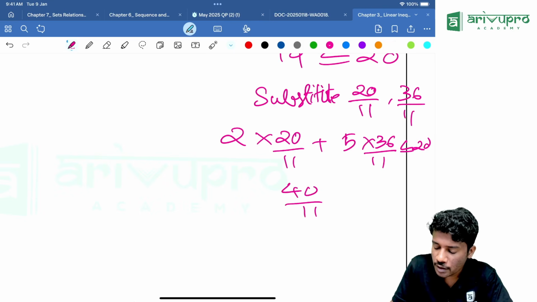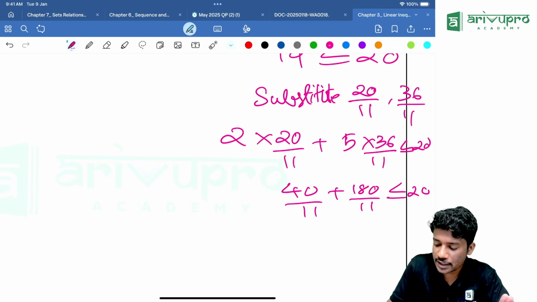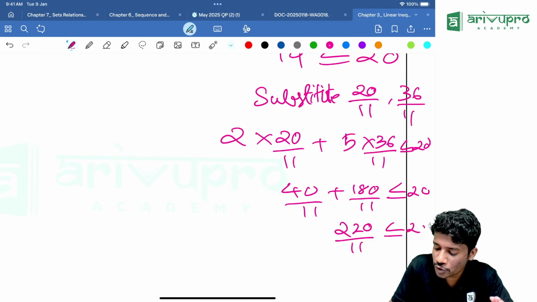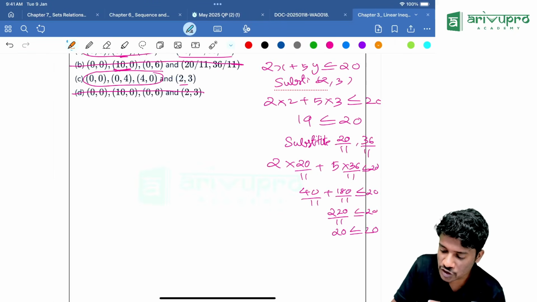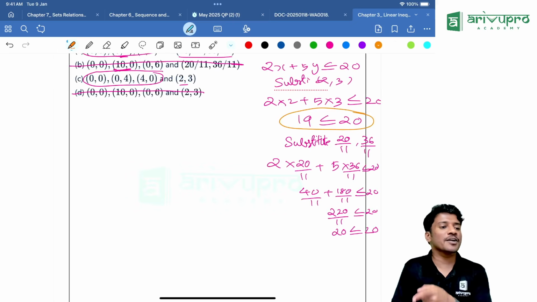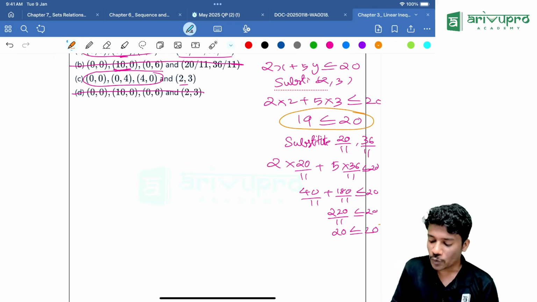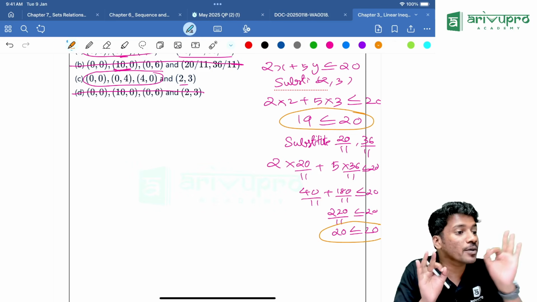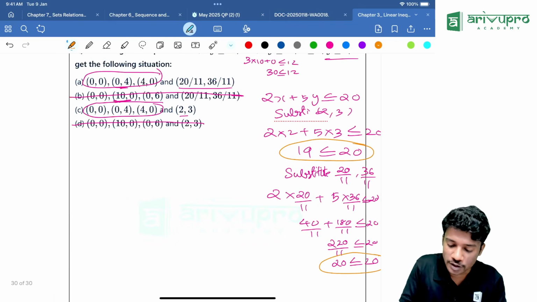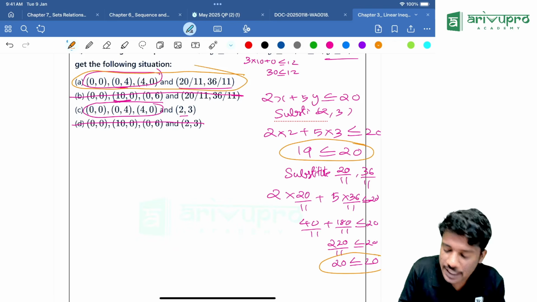Now, 40 by 11 plus 180 by 11. The denominator is the same, that's why I am taking it directly. That is 220 divided by 11 less than or equal to 20. That means 20 less than or equal to 20. That is a proper answer, right? Compared to this, 19 less than or equal to 20. Here it is 20 less than or equal to 20, which is a proper solution. That means option A is the answer.